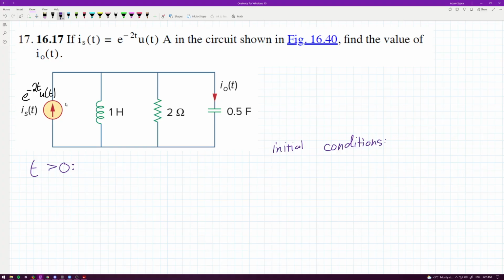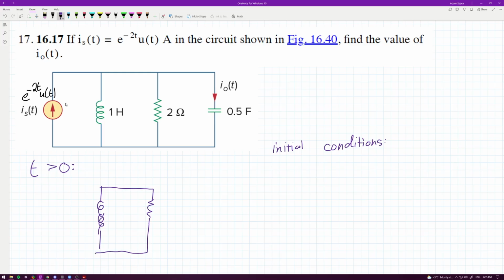So for t less than 0, that source is fully off because there's a unit step function there, right? So if the current is 0, that means it's an open circuit. We're going to have 0 current there. So essentially, our circuit just looks like this.